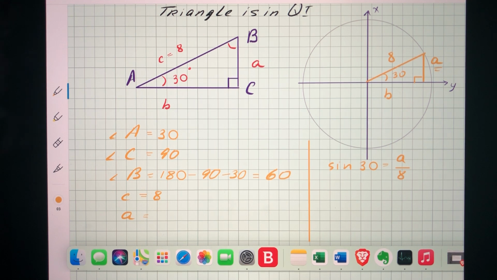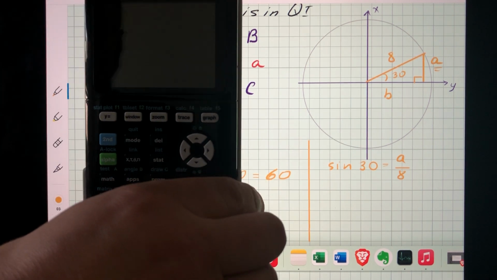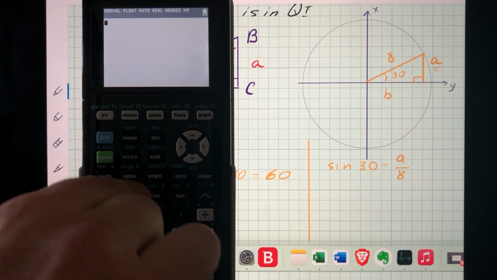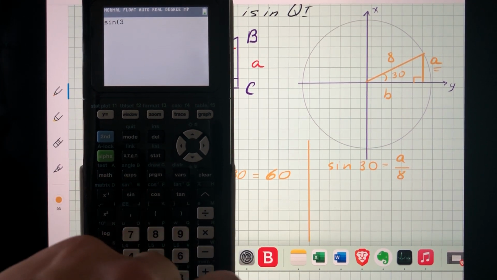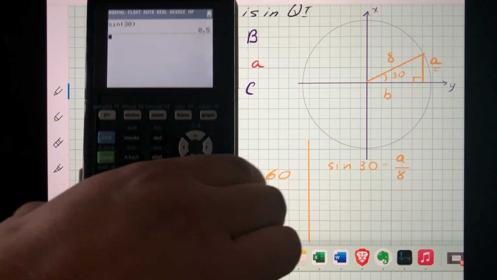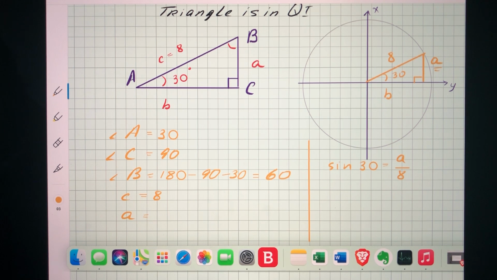Now we use the calculator to come up with the sine of 30, and because we are often asked to use exact values, we will use the decimal and then convert it to the exact. So here is the sine of 30, and the sine of 30 happens to be 0.5, which is a half. So here we have 1/2 is A divided by 8. All we need to do is multiply both sides by 8, and we get the side A. So A is 4.